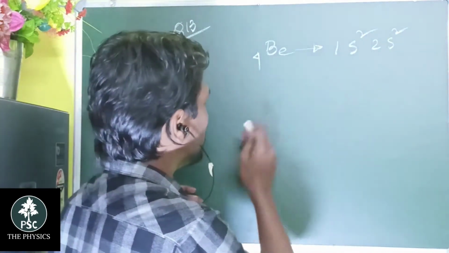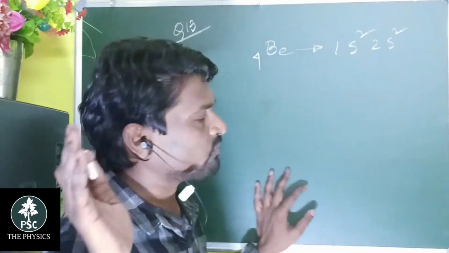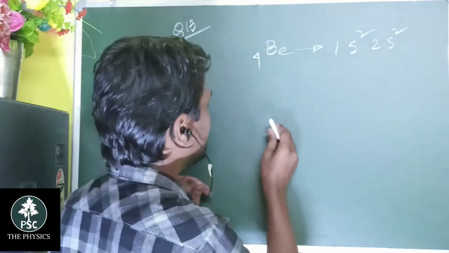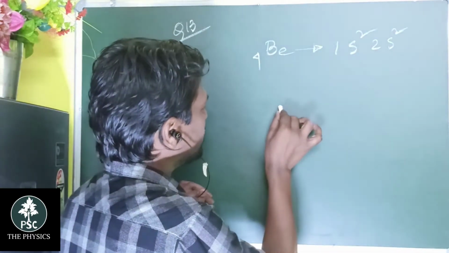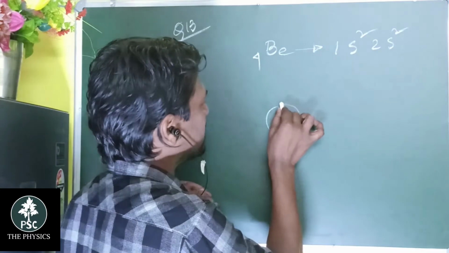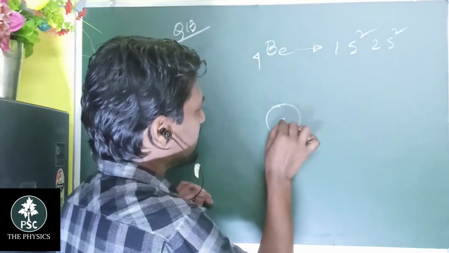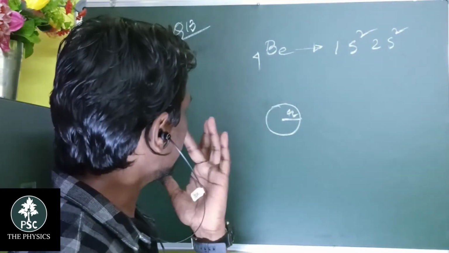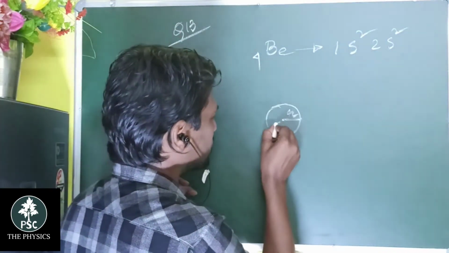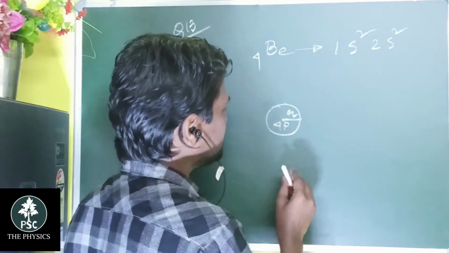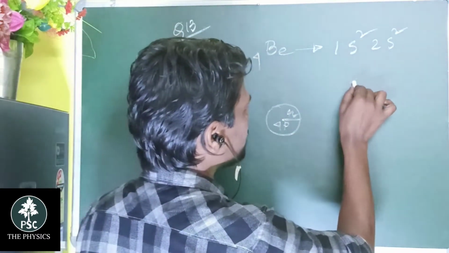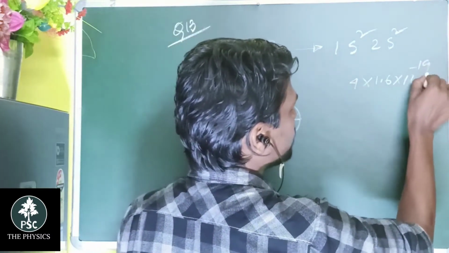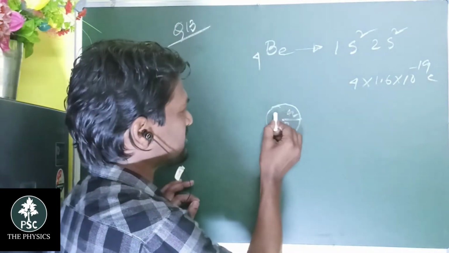So I always suggest that you first draw the figure for the numerical. So this is the nucleus, and this is the radius of the nucleus, and it contains 4 protons. So 4 protons means the nucleus contains a charge of 4 into 1.6 into 10 to the power minus 19 coulomb. Okay, so this is the nucleus, and it contains protons.